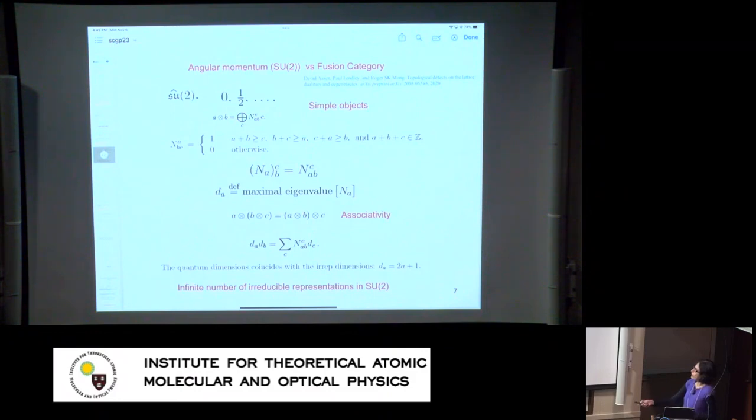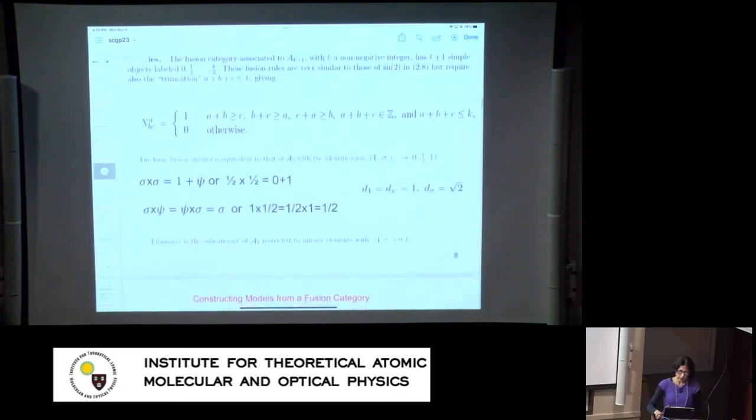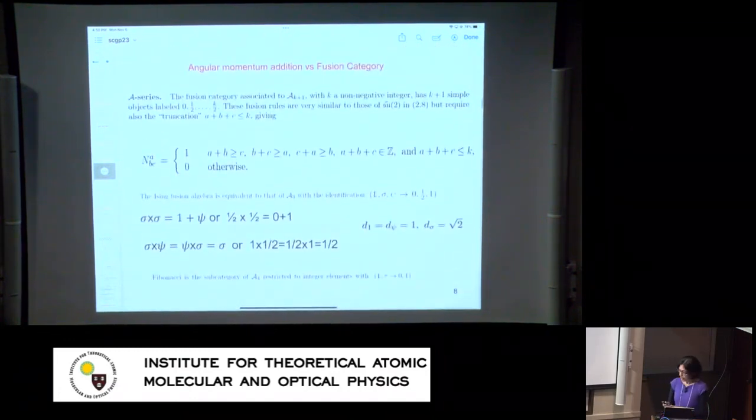So, okay, everything I said here is like adding angular momentum, but there's one difference between adding angular momentum and a fusion category, and that difference is that the number of irreducible representations in SU(2) is infinite. There's no limit because A plus B plus C just has to be any integer. Whereas in a fusion category, A plus B plus C cannot be just any integer. You put a limit to it.